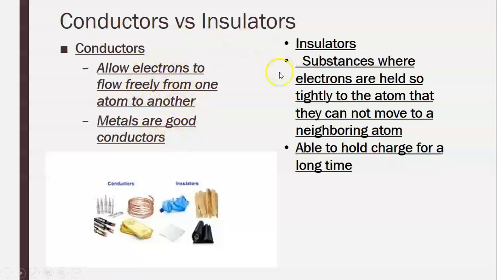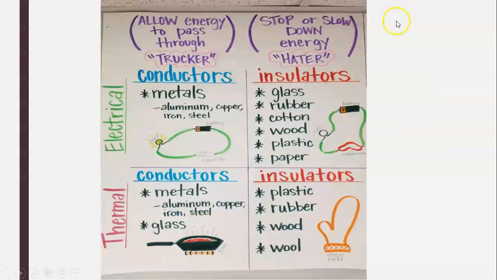And so sometimes we use them as insulators, which are just substances where electrons are held so tight to the atom that they cannot move from one neighboring atom to the next, meaning that they are great potential energy, but they are not going to let that electron move through a system as freely as some of these metals would. So they're able to hold a charge for a long time. Let me give you a picture of some of them.